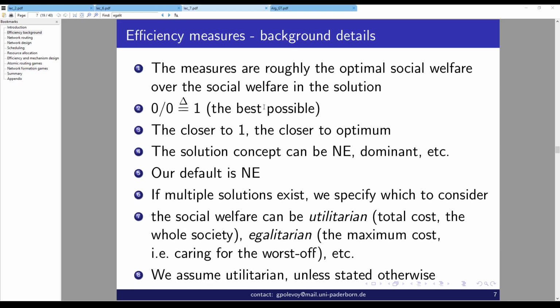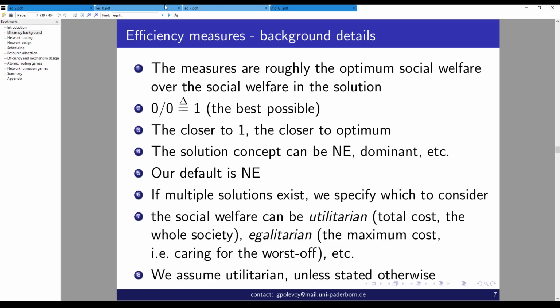Optimal sounds like it cannot be improved by adding something monotonously, but it can be improved in other ways. But no, I am going to talk about just something which is the best. So the measures are roughly the optimum social welfare and their ratio to the social welfare in a given solution. That's the measures we are going to see, the ratio.